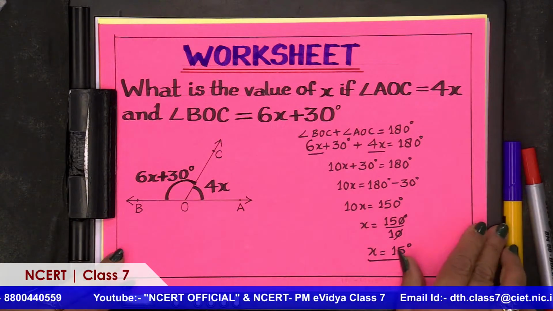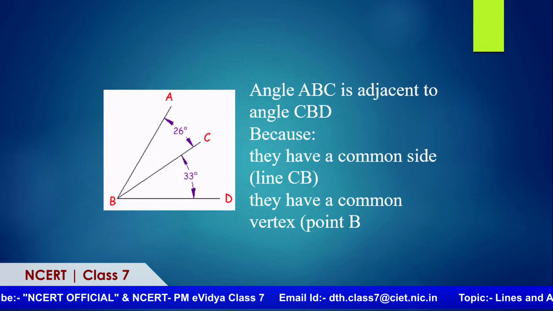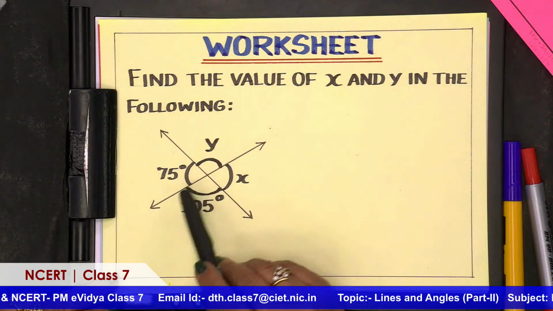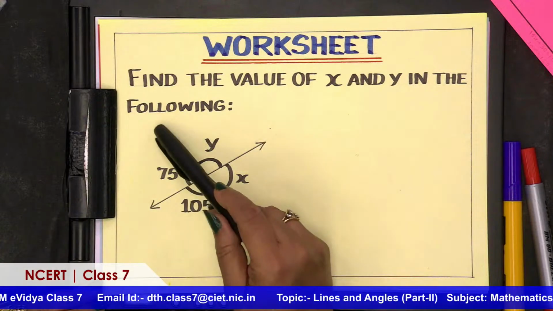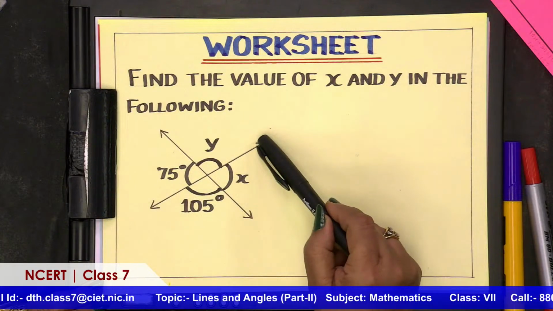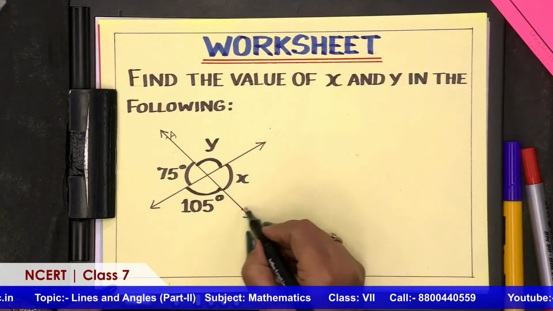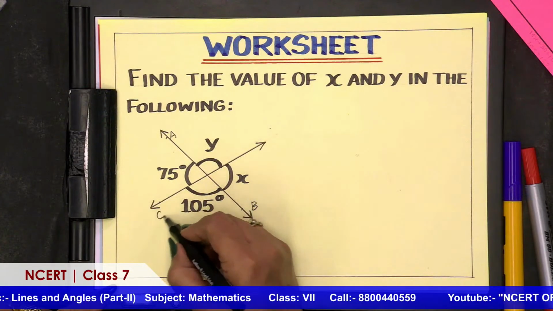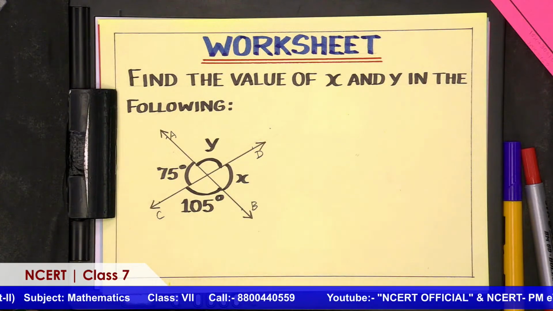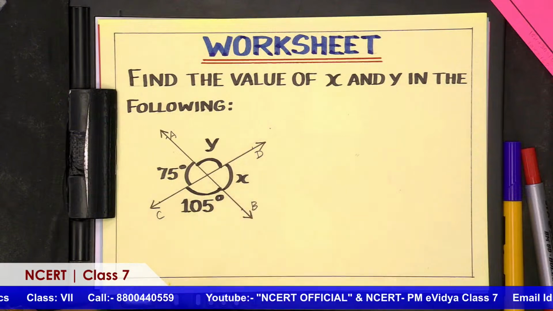Now, we have another question for you here. Find the value of x and y in the following. In this one, we have one line AB and another line CD. Let me name them AB and CD. In this case, the lines are intersecting. Here, what is the property? We have opposite angles to be equal.